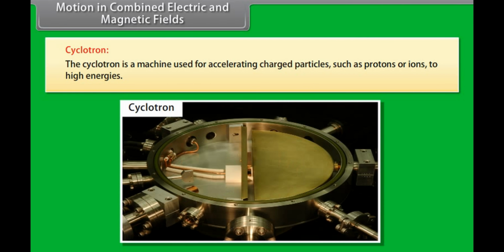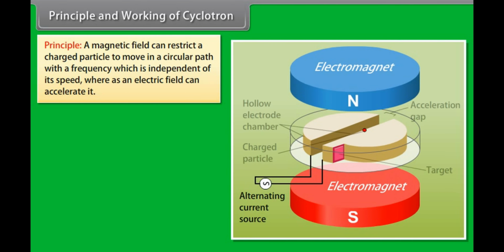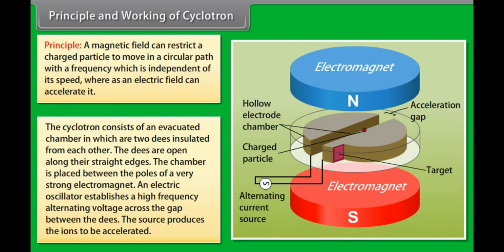Cyclotron. The cyclotron is a machine used for accelerating charged particles such as protons or ions to higher energies. Principle and working of cyclotron. Cyclotron works on the principle that a magnetic field can restrict a charged particle to move in a circular path with a frequency which is independent of its speed, whereas an electric field can accelerate it. The cyclotron consists of an evacuated chamber in which there are two Ds insulated from each other. The Ds are open along their straight edges. The chamber is placed between the poles of a very strong electromagnet.